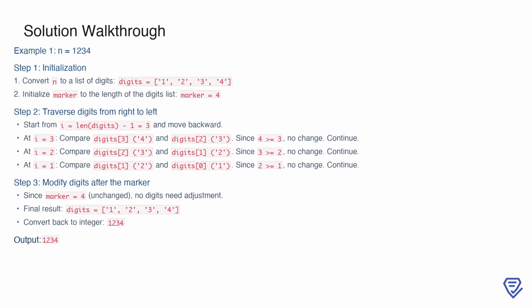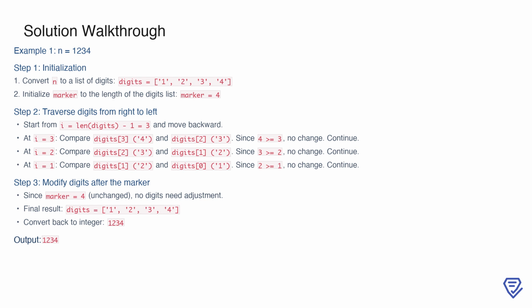Next, we traverse the digits from right to left, starting at index 3. At index 3, we compare 4 with 3. Since 4 is greater than or equal to 3, we do nothing and move on. At index 2, we compare 3 with 2. Again, 3 is greater than or equal to 2, so no changes are needed. Finally, at index 1, we compare 2 with 1. Since 2 is greater than or equal to 1, we continue without making any changes.